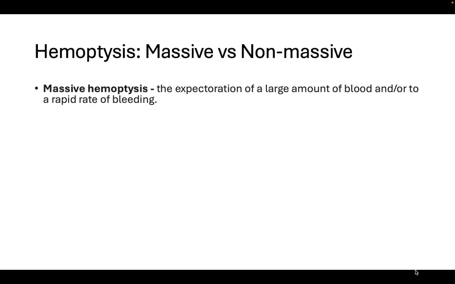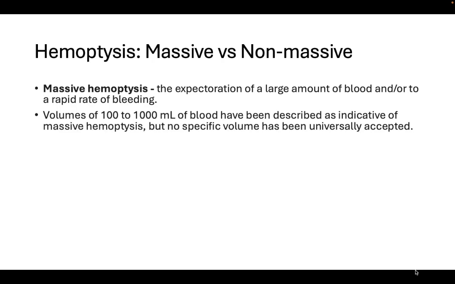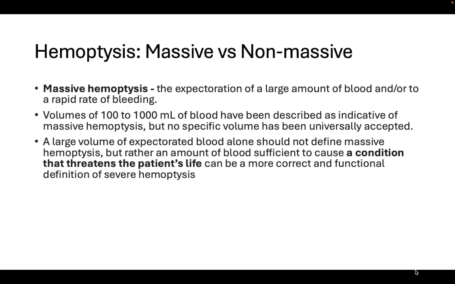The difference between massive and non-massive hemoptysis has changed and continues to be a fluid definition. Massive hemoptysis can be understood as the expectoration of a large amount of blood and a rapid rate of bleeding. Volumes anywhere between 100 to 1,000 mLs of blood have been described to indicate massive hemoptysis, but there is no specific volume that is universally accepted.